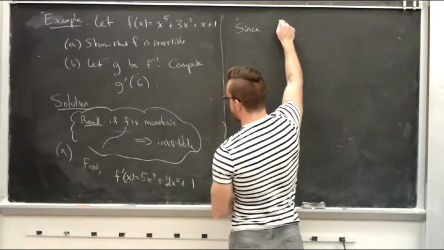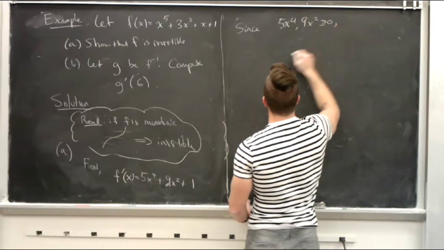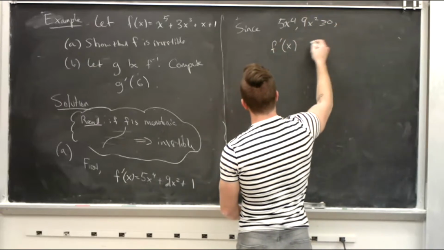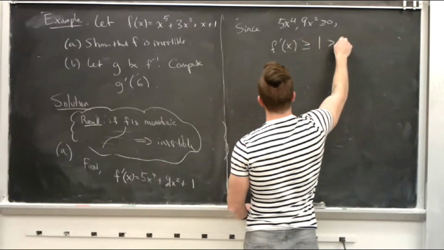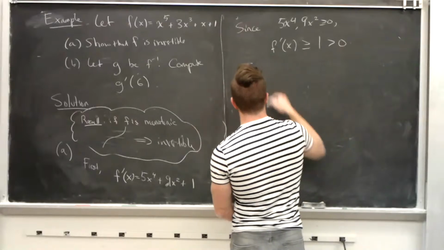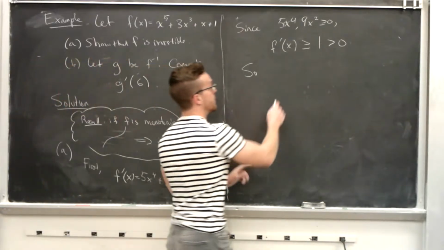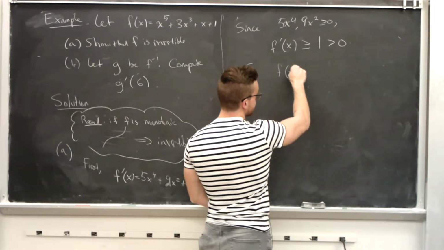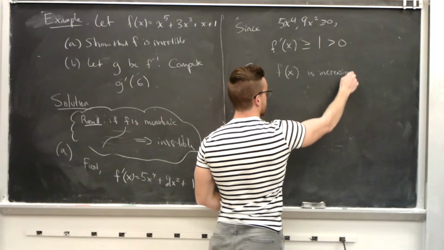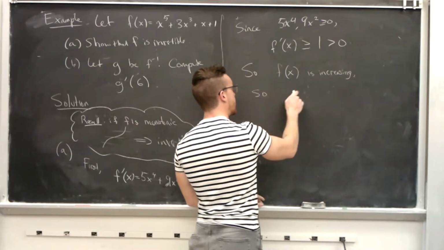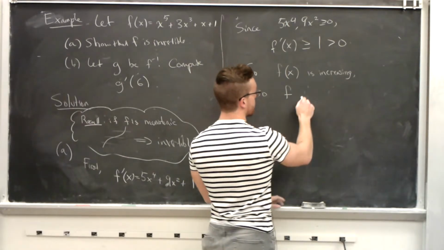So if it were me, I would say since 5x to the 4th and 9x squared are both non-negative, f prime of x is bigger than or equal to 1, so therefore it's positive. So this is exactly what we wanted to show. If the derivative is always positive, that means that f of x is increasing. So f is 1 to 1. That's what that shows, and therefore invertible.